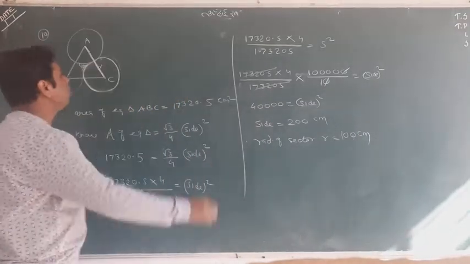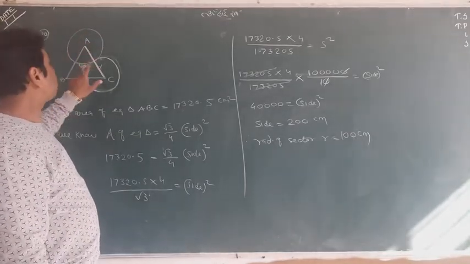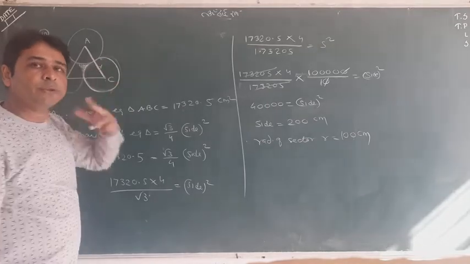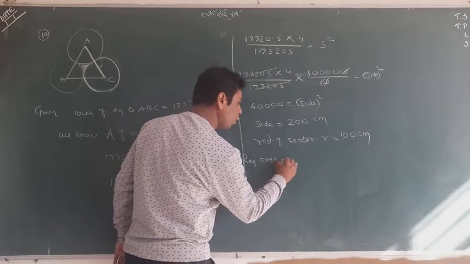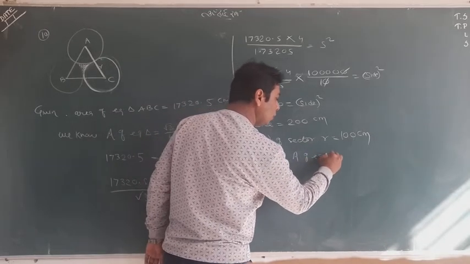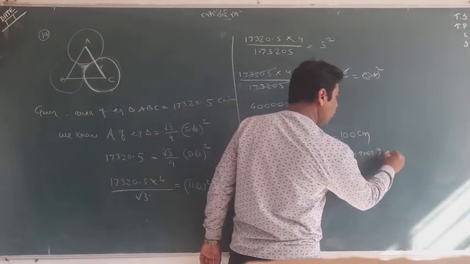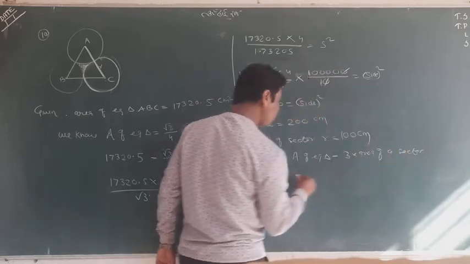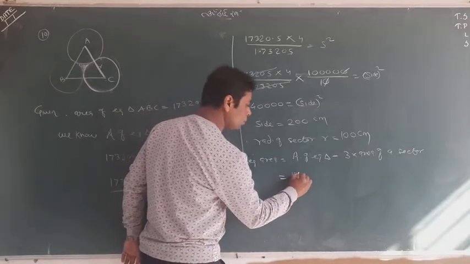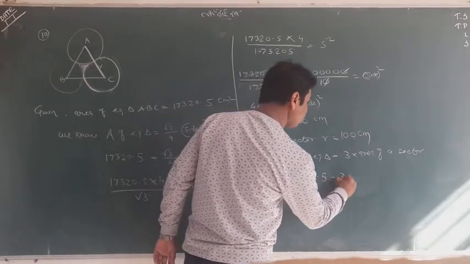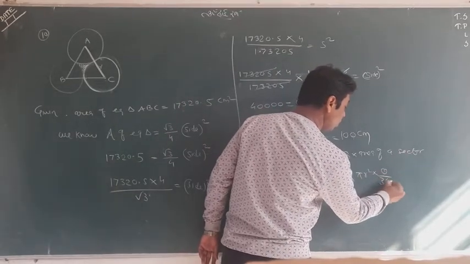Now further we will find the shaded region. It means the whole area minus 3 into each sector, because we have 3 sectors. We know the formula: required area equals area of equilateral triangle minus 3 into area of a sector. Go on. The area of the equilateral triangle was given as 17320.5 minus 3 into area of sector, which you know is pi r square theta upon 360.